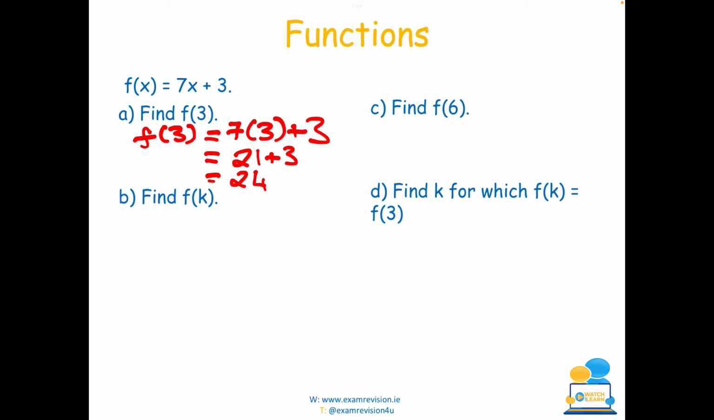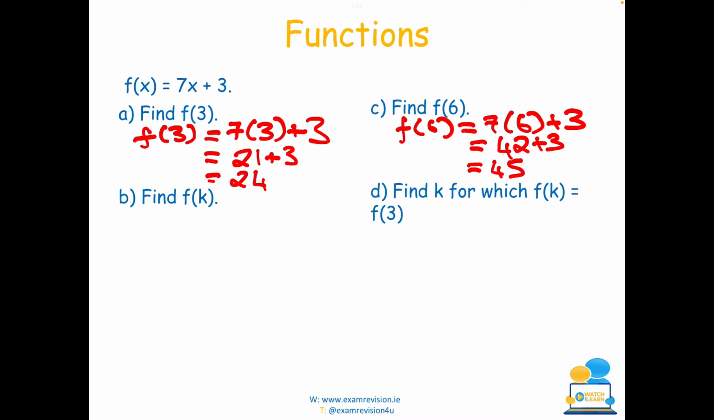Right. Another little example here to the side, I know it's called C, but we're just going to hit this one first, is f of 6. So 6 would be your input value here. Again, in our function, wherever we see x, we're going to substitute in 6. So you'll have 7 by 6, add 3. 7 6s is 42, add 3 is going to give you 45.